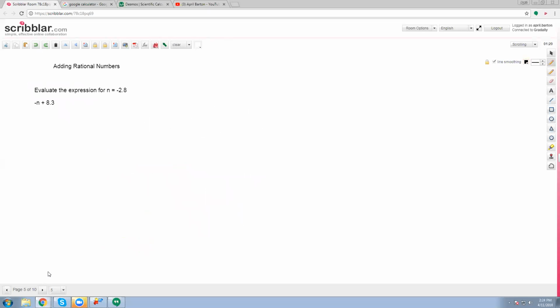Adding rational numbers again, same section. This one I chose because it's an evaluate question. They give you a variable and they give you the amount for the variable. So when it says to evaluate, that basically means to replace, or we'll use the word substitute. So replace and then simplify.